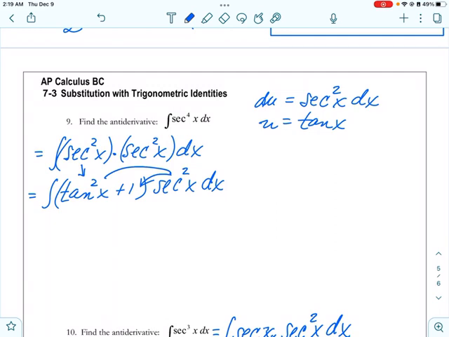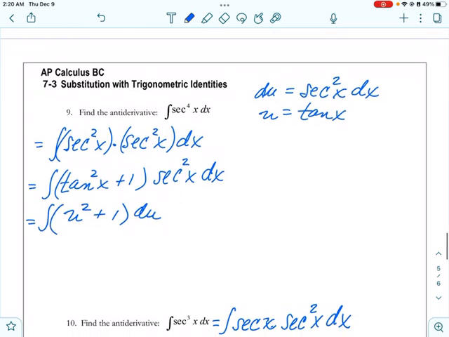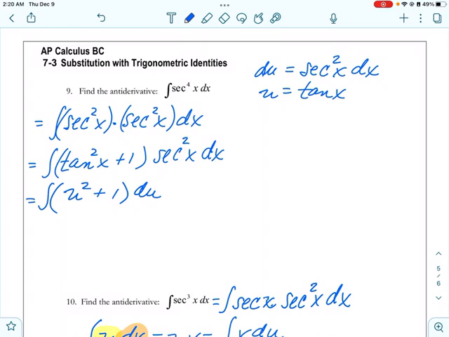Let me just think for a second. I could actually say u is equal to tangent, and at this point I really don't have to distribute here. There are different ways that you can approach these problems. So I'm going to put the u in now. I've got u squared plus 1 here, and then I've got a du here. So I'm integrating u squared plus 1, right? Let me just think for just a moment.